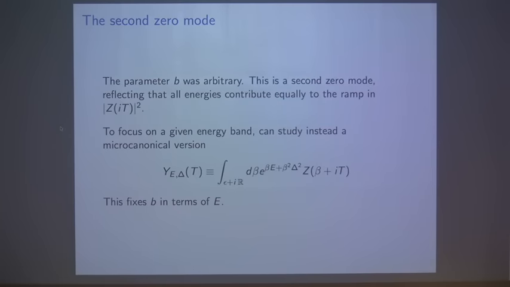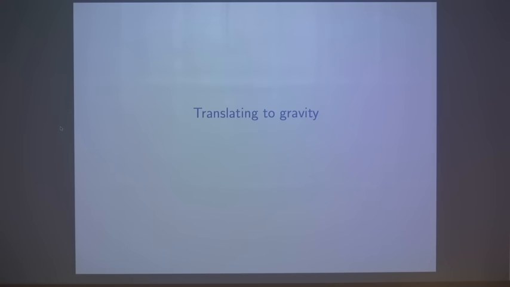Anyhow, if we want, we can get rid of the zero mode by studying a microcanonical version where we integrate over beta over a contour a little bit to the right of the imaginary axis, defining this quantity y, and this will fix the parameter b in terms of an energy argument for the quantity. So this concludes the SYK part of the discussion. What we're going to do now is try to translate these saddle points into gravity language.